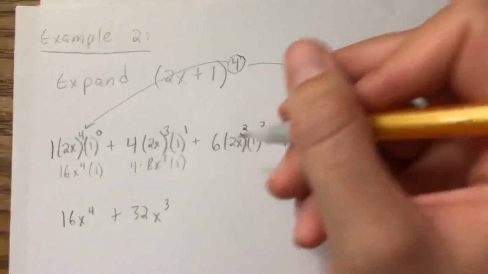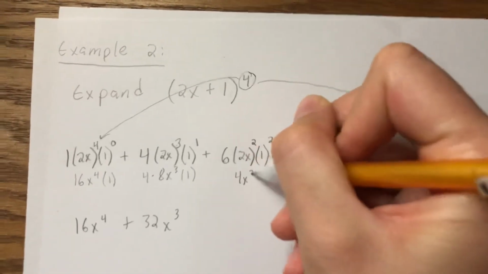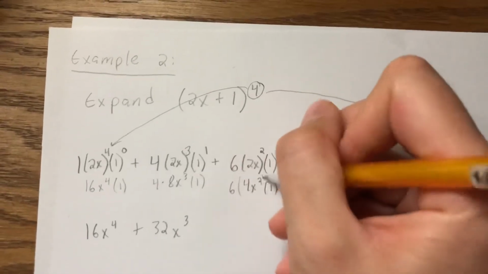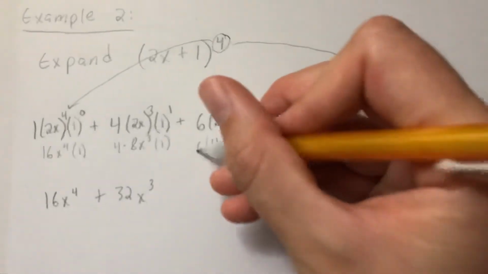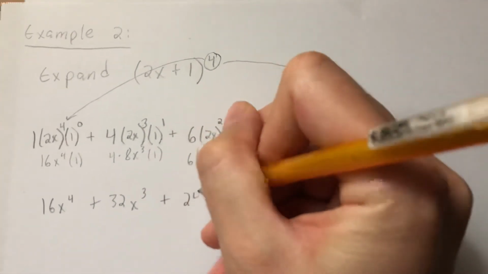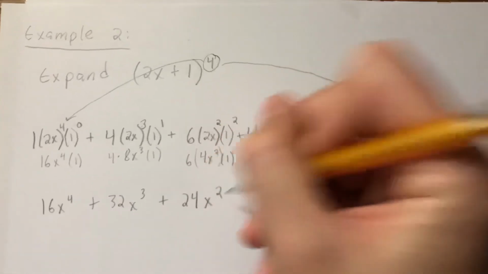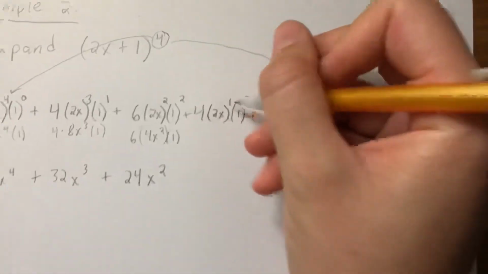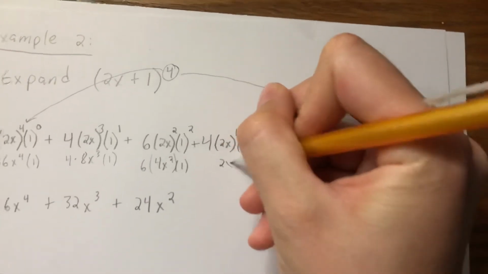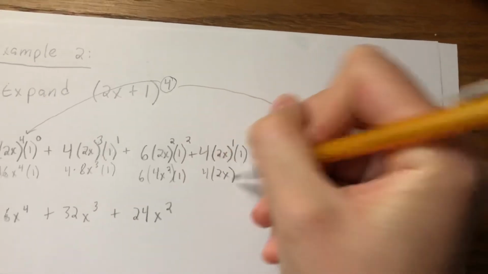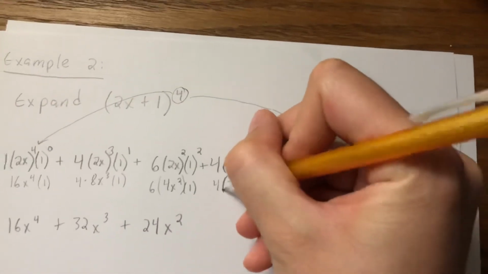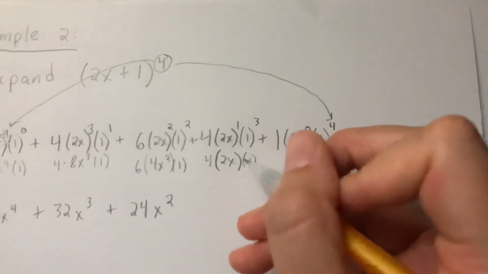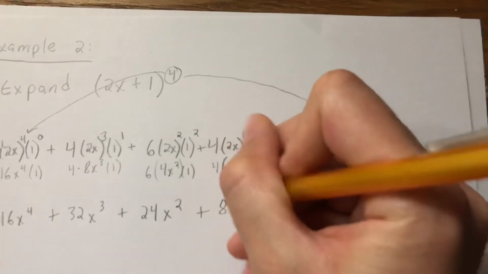Next, I've got 2 squared is 4, 1 squared is 1, and a 6 is just a 6. Then I can do 1 times 4 times 6, which is 24, and then x squared. Whew, a lot of exponents. Next one, 2 to the 1st power is just 2, so that's just 2x. That's still just a 4. And 1 to the third, be careful, 1 times 1 times 1 is just 1. So now, 1 times 4 times 2 is 8x.